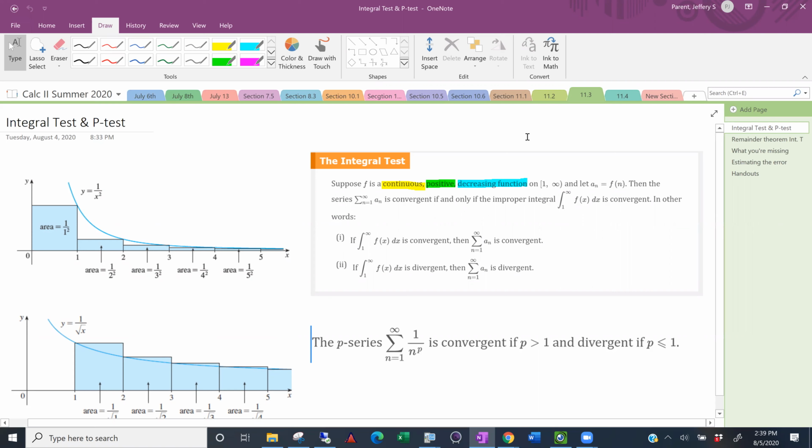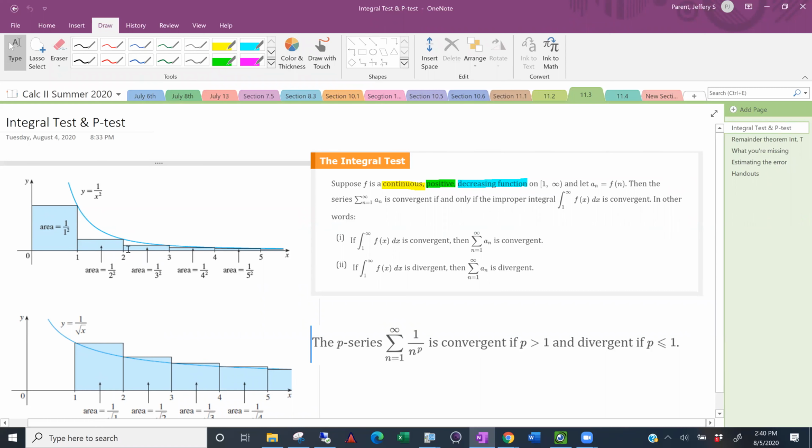Now, the integral test basically says this summation is convergent exactly when this integral is convergent. So why is that true? Well, if you take a look at this example, suppose we're summing up what Euler did, the reciprocals of the squares, then you can kind of think of this as being an area. And that area is really exactly what we calculate when we're summing up the reciprocals of the squares.